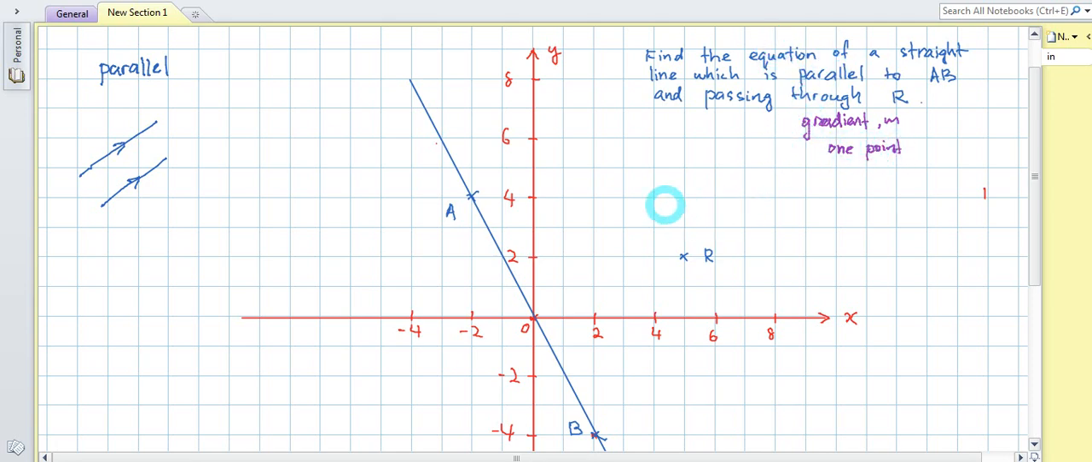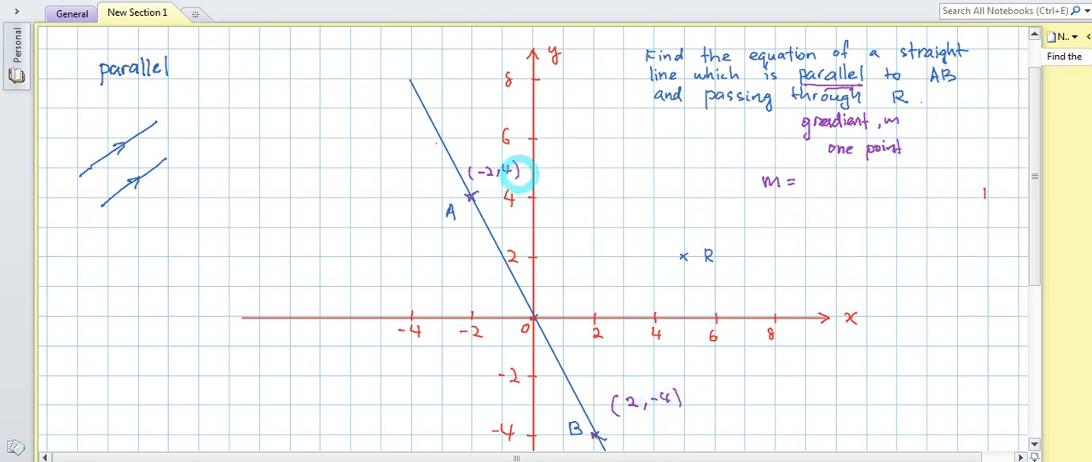So how do we find the gradient of the straight line? Since the question tells you it is parallel to AB, we know that the gradient of the straight line is equal to the gradient of AB, right? So you want to find the gradient of AB, using 2 points. We need to use the formula y2 minus y1 divided by x2 minus x1. I think I just use this point A, negative 2, 4. Another point I use B, so this is 2, negative 4.